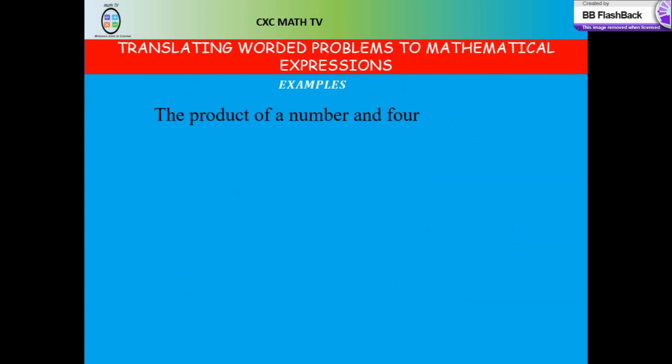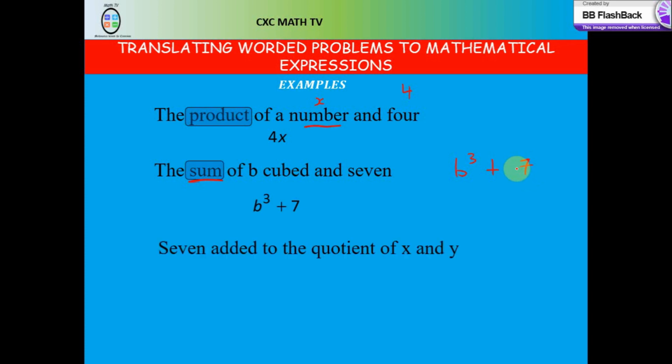So let's look at this example. You see the product of a number and 4. How do you write that in terms of a mathematical expression? Product, so we know it's multiplication. What are the numbers? A number, let's just call the number x, and 4. That's how we get 4x. Another one, the sum of b cubed and 7. First thing we need is the sum, so we know it is addition already. Addition of what? b cubed and the number 7. So that's it. It's b cubed plus 7.